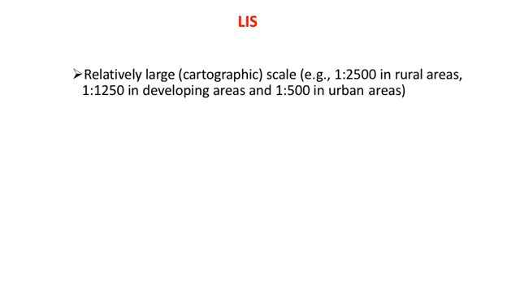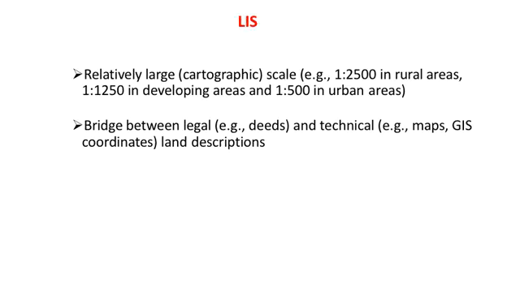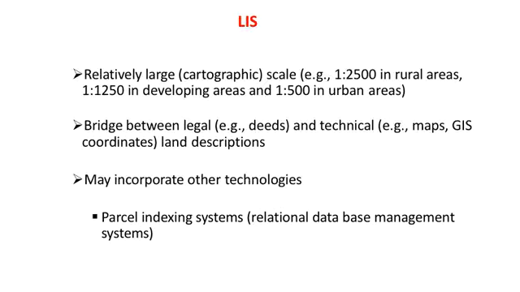Relatively, LIS uses large-scale mapping: 1 to 2500 in rural areas, 1 to 1250 in developing, less urban areas, and 1 to 500 in urban areas. It's a bridge, or a link, between the legal deed and the technical map or other components of land. It may incorporate other technology, such as a parcel indexing system, relational database management system, and surveying, to provide better service.